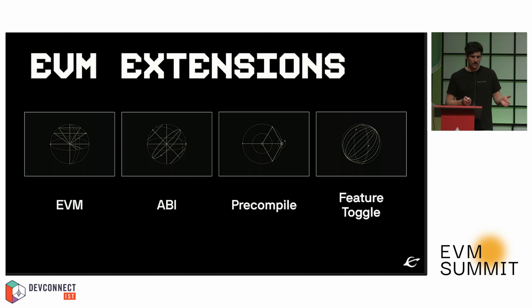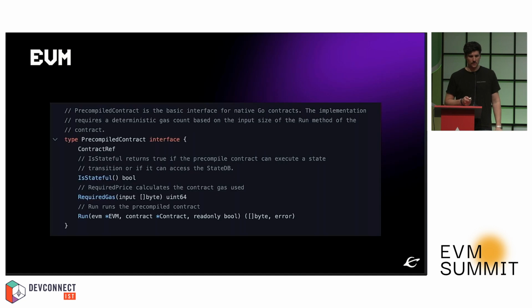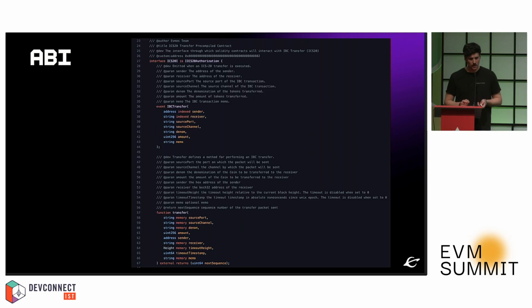So we made changes to the EVM, to the ABI, and the precompiled contracts, and we also introduced a feature toggle for this. How it looks in the EVM is that we modified the run function, and we also added a few additional nice-to-haves. For example, whether the precompiled contract is stateful, and we also added the contract ref, which provides the address. This allows you to run the contract and actually know whether the call that you're executing is a stateful precompile or not, and that is handled in the implementation of the precompiled contract.